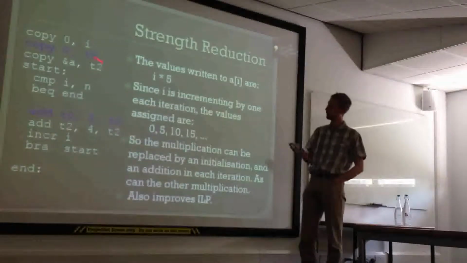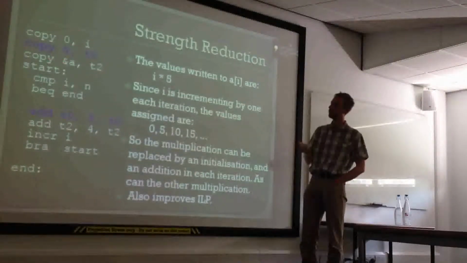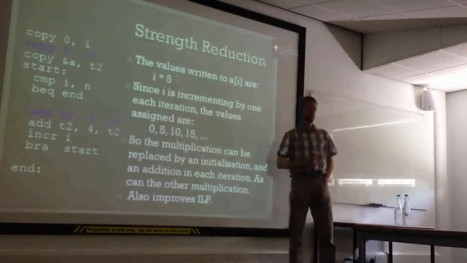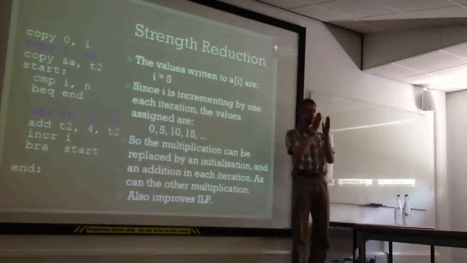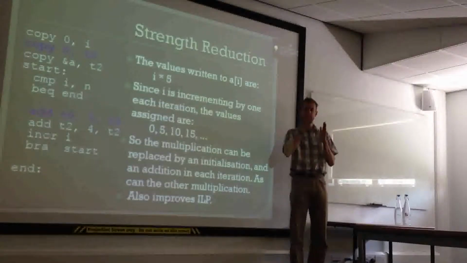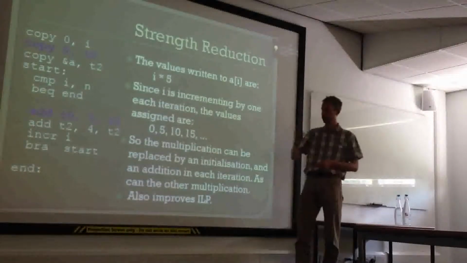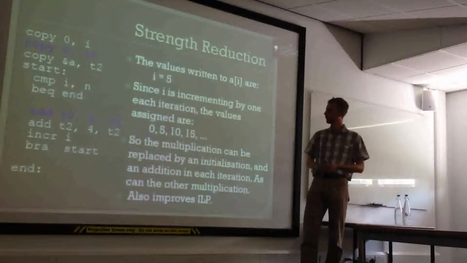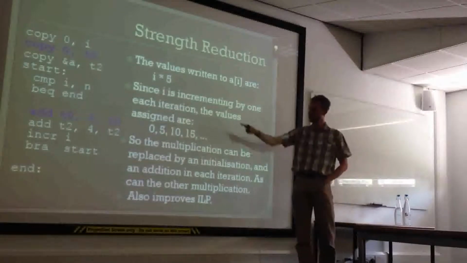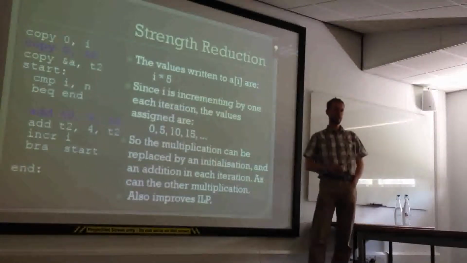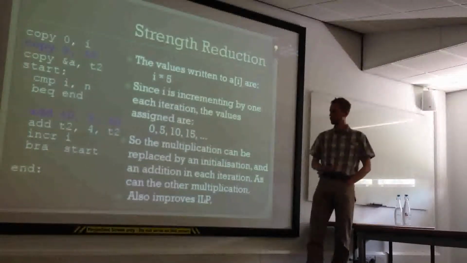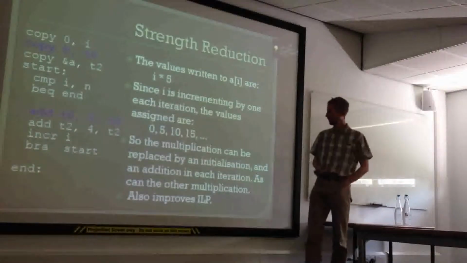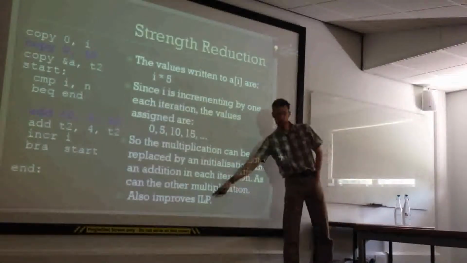And in this case, I've done it for the value being written, but here we can also do it for the address. So each time through, we're calculating the address to which we're writing that value, and each time through, we can just add 4, because that's the number of bytes in the word that we're writing to. So what we've done is we've changed the multipliers into adds, and adds are much cheaper instructions, and it also opens up the opportunity for doing instruction level parallelism.